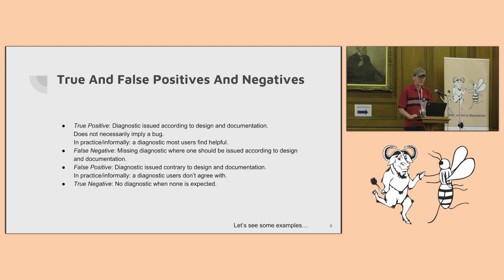False positives are diagnostics that are issued contrary to the design and documentation. In practice and informally, they tend to be the diagnostics that users don't agree with and don't find useful. They think they know what they're doing and they really do know what they're doing. They're simply writing code that tends to trigger the diagnostic, and they feel that they should be free to write that code without being inundated by diagnostics from the compiler or analyzer. And then there are true negatives, which have the obvious definition.